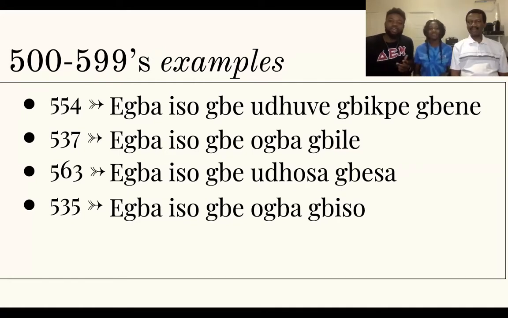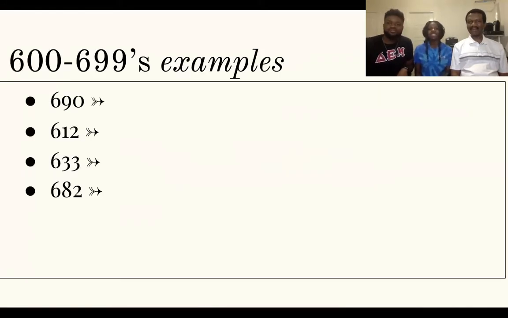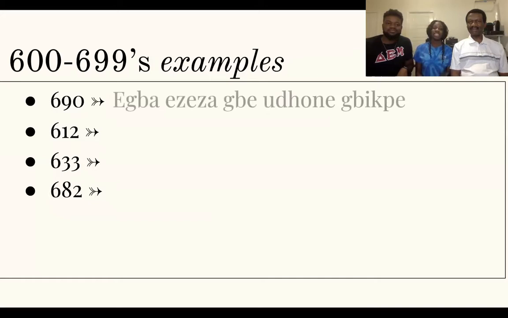All right, so now we're going to go ahead and move to the 600. All right, so as you guys can see, 600 is Egba Ezeza. Listen. Egba Ezeza. Let me go. Brother. And for some examples, 690 is Egba Ezeza Be Udone Likbe. And for the last three, we're going to actually let you guys have an opportunity to try and figure out what these are. So you may pause the video now.